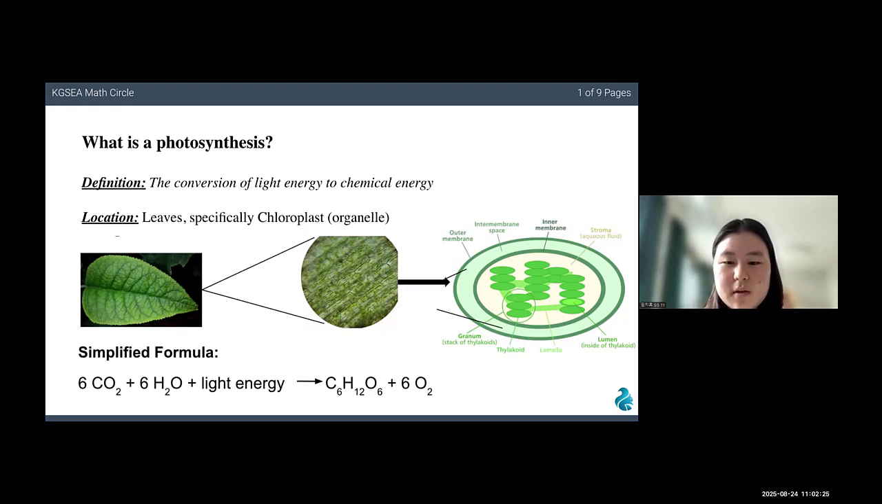On the surface of leaves, we also find small pores known as stomata. These pores allow carbon dioxide, or CO2, to enter and oxygen to leave. In summary, photosynthesis is the process by which plants capture sunlight, transform it into energy, and release oxygen, a process essential for life on Earth.